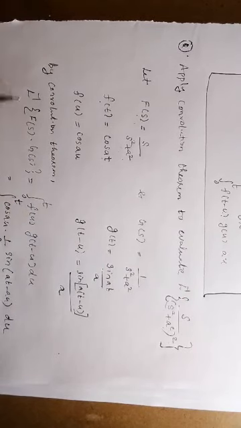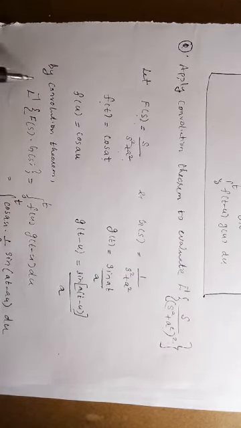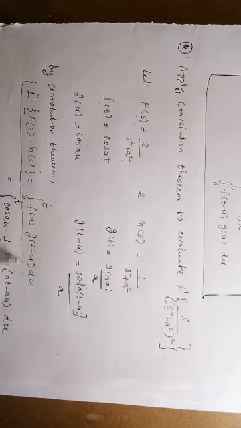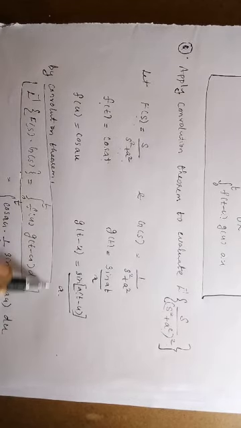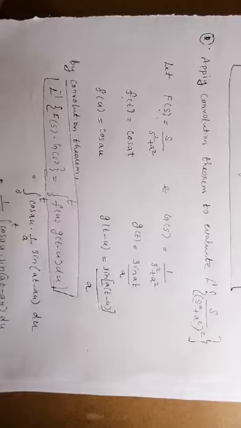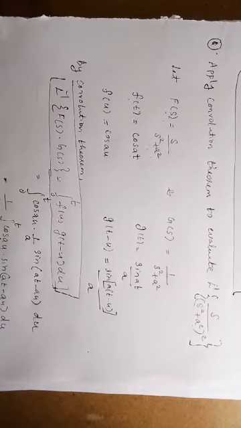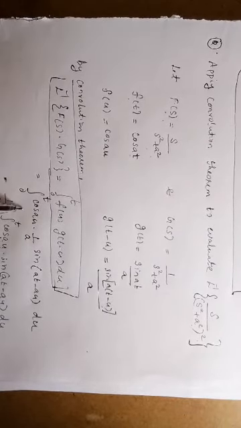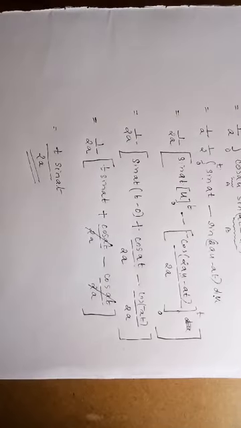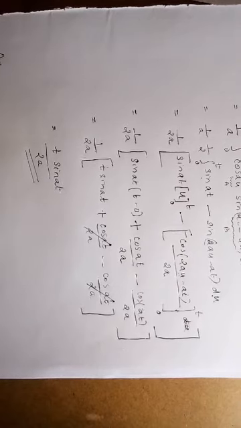What is the convolution theorem? L inverse of f of s into g of s is equal to integral 0 to t f of u g of t minus u du. So you have to learn these results by heart. Then simply substitute all these. F of u is cos au, then on integration we will get the answer as t sin at by 2a. I will give you another example also. Next question is, apply the convolution theorem.